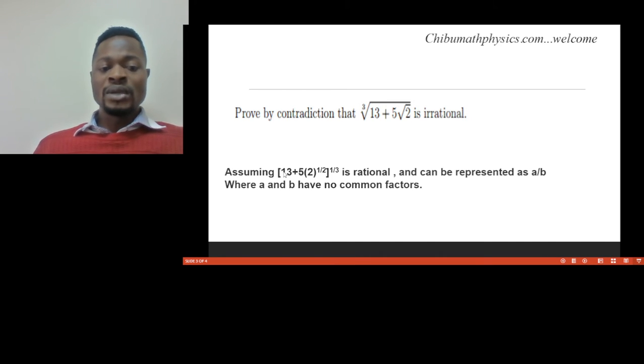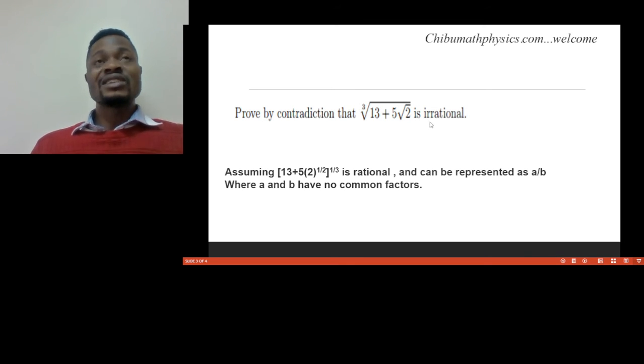So we assume that (13 plus 5 times 2 raised to a half), where a half means the square root, and all this raised to a third, 1 over 3, because we have the 3 here, is rational. Remember, the statement says that this is irrational, so we assume that it is false, and that's why we say it is rational. And if it is rational, it can be represented as a over b.